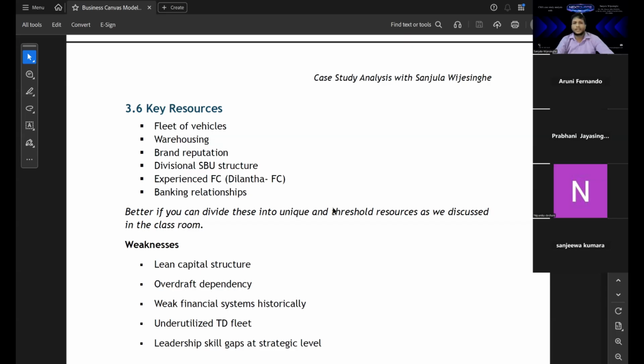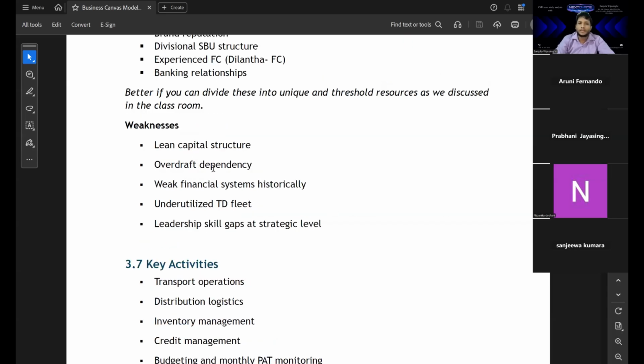Right. Then weaknesses: overdraft dependency, lean capital structure, weak financial system historically. Weak financial system, what? Audited financial statements are also not available for 2 years. Then how is the bank going to rely on your business performance, financial performance? That is a big problem. Then underutilized fleet capacity and leadership skill gap at a strategic level.